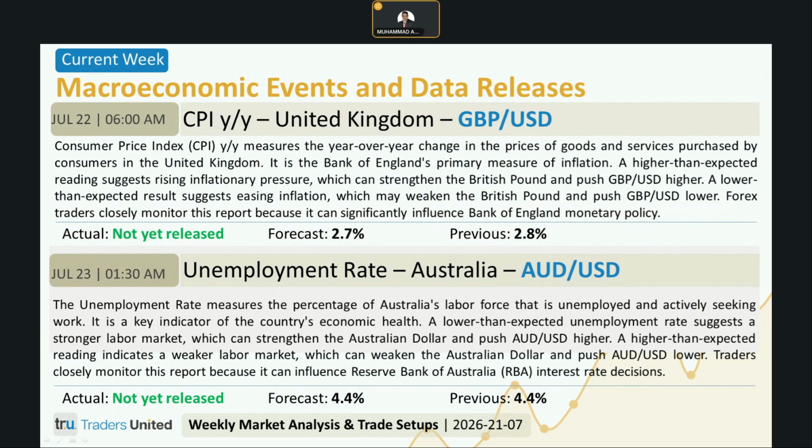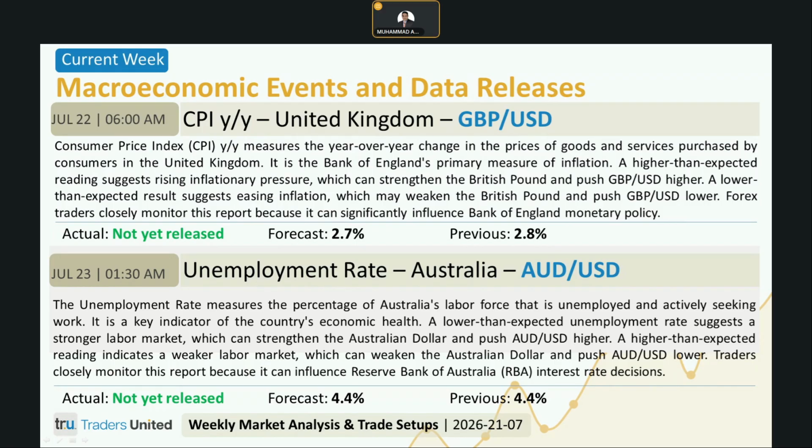Now let me discuss market context and pre-release expectations. Markets expect CPI to ease to 2.7% from the previous 2.8%, suggesting inflationary pressures may be gradually moderating. Currency traders will closely watch whether inflation continues to move towards the Bank of England's target or remains elevated. A reading above 2.7% could strengthen the British pound by increasing expectations of tighter monetary policy. A weaker reading could weigh on the pound by supporting expectations for future interest rate cuts.